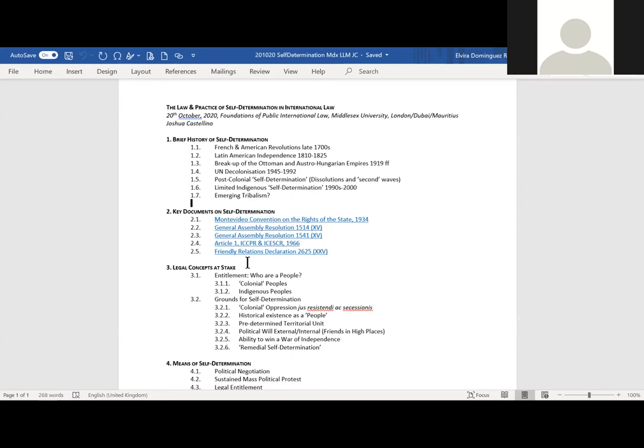The other two declarations are important. They were both passed in the last few days of the year 1960. That's why you have the XV, the Roman numerals X and V in brackets, because it's the 15th year of the UN. That's how we used to classify documents at that time. And those were really important because they really set out what the UN means by decolonization and what the UN means by self-determination.